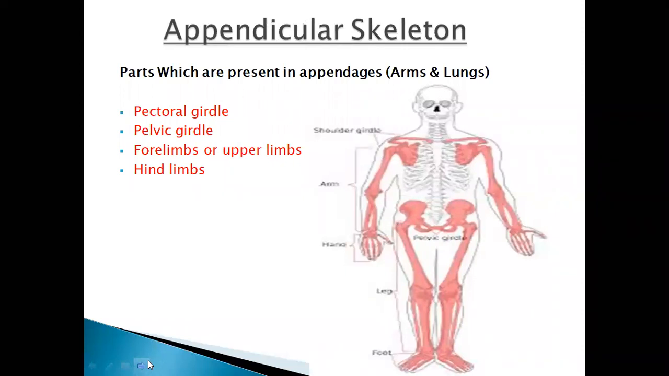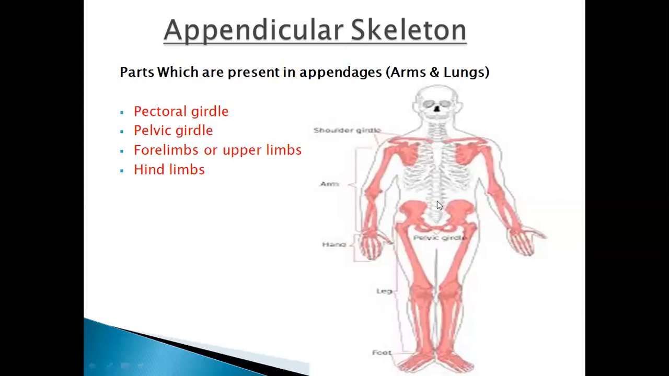I am moving ahead with the second part of your skeletal system, the appendicular skeleton. What is the appendicular skeleton? The parts which are present in appendages, arms and legs. Here you can see the highlighted portion is known as the appendicular skeleton. Here you can see the arm regions, the shoulder, the pectoral girdle region, fine. This one is also the arm region, which you can also call the forelimbs or upper limbs.